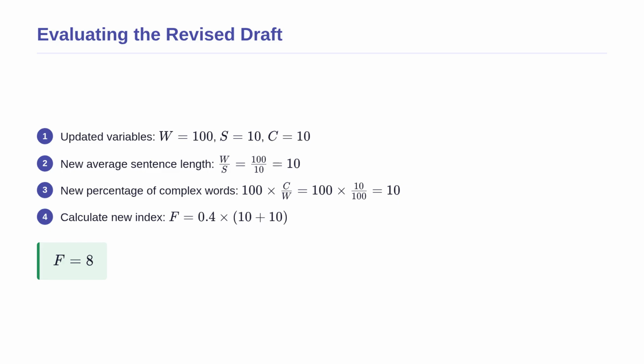Let us apply the Gunning Fog formula to the newly revised abstract. Our total word count remains 100, but our sentences have increased to 10, and our complex words have dropped to 10. Dividing 100 words by 10 sentences gives a much more readable average of 10 words per sentence. The complex word percentage also drops significantly to just 10%. Adding these together gives us 20. Multiplying 20 by 0.4 yields a new index of 8. This means the text can now be easily understood by someone with an 8th grade reading level, making it a highly readable technical report.